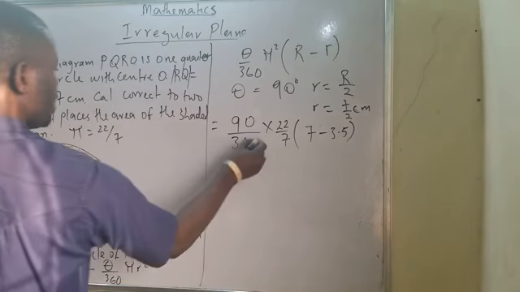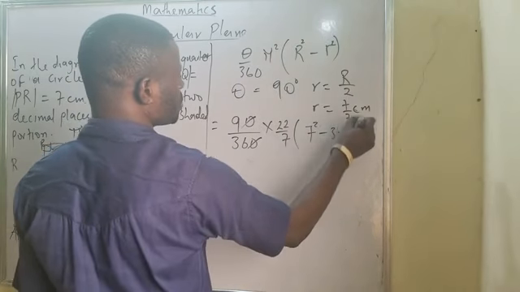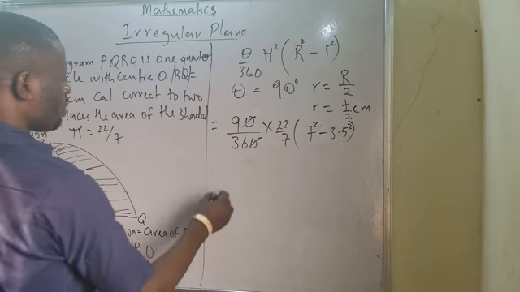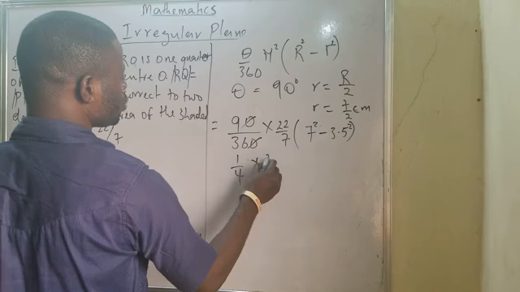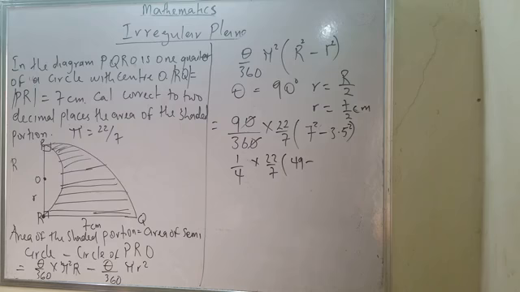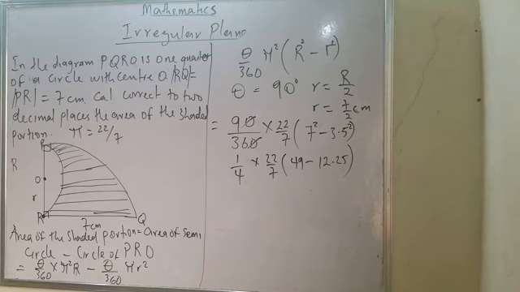Now, since I have that, I can say that what else can I do? I can cut off: 90 over 360 is going to be 1 over 4, multiplied by 22 over 7, bracket of 49 minus 3.5 squared. Let me put it in the calculator. 3.5 multiplied by 3.5 will be 12.25.